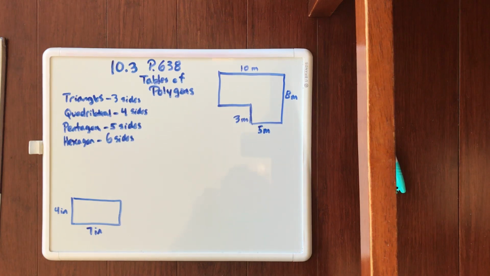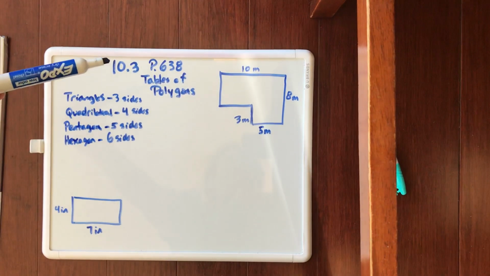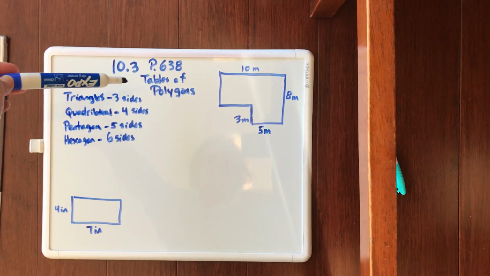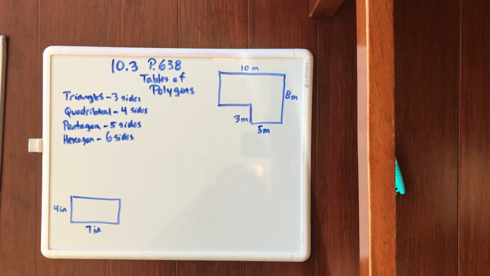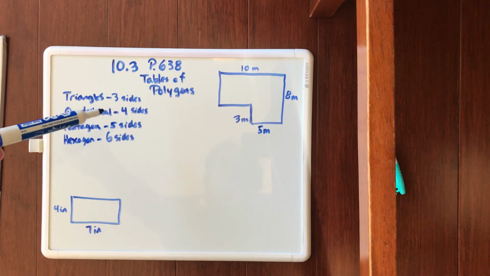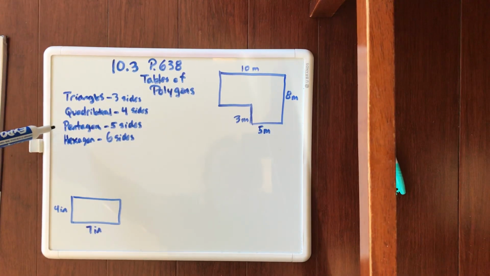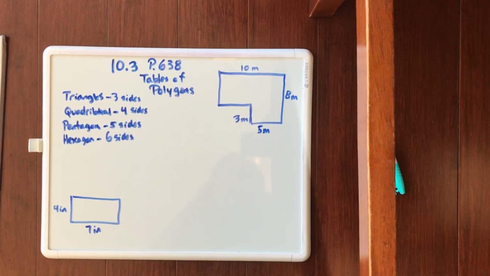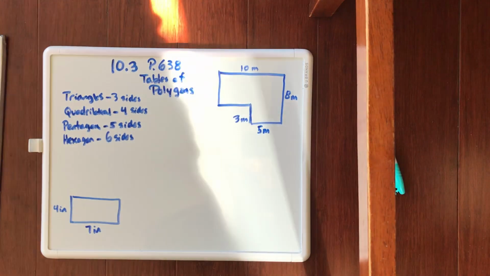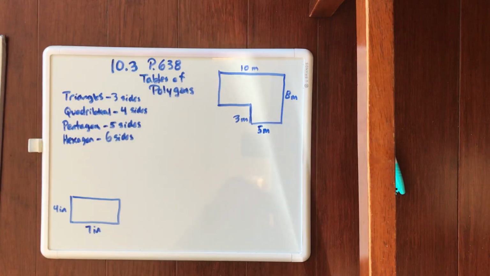Hi, this is 10.3. I wanted to point out on page 638, we have tables of polygons, and polygons are just shapes that you're familiar with. Some of them are triangles, which have 3 sides, quadrilaterals, 4 sides, and then we have different types of quadrilaterals, as you know, like parallelograms and trapezoids and things like that. Then we have the pentagon, 5 sides, hexagon, 6 sides, octagon, 8 sides, and so forth. In this section we're going to be talking about perimeter and angle measures, things like that.